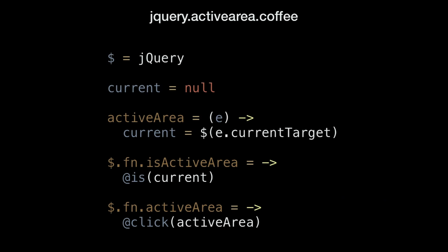jquery.activearea.coffee jQuery plugin. All it does is let you mark up active areas in your app, and it will listen to click events on them. When a click event is activated, it's going to call this active area callback, and that is just going to set the current variable. And then we can have another function that just checks to see if a specific DOM element is the current one.